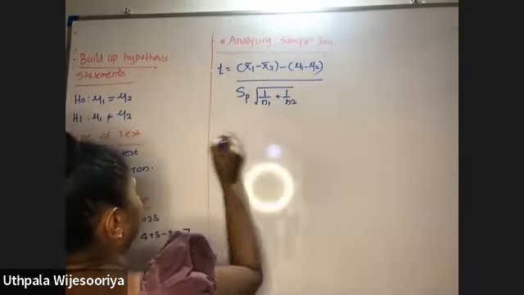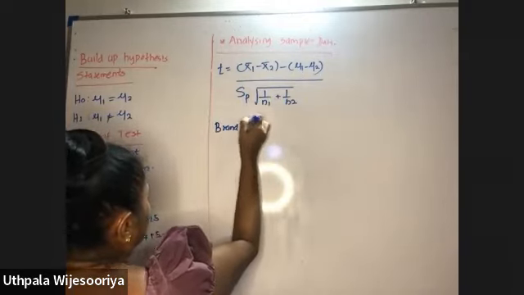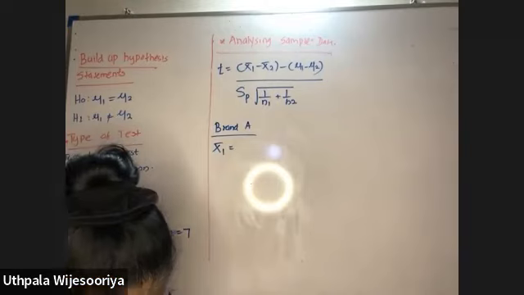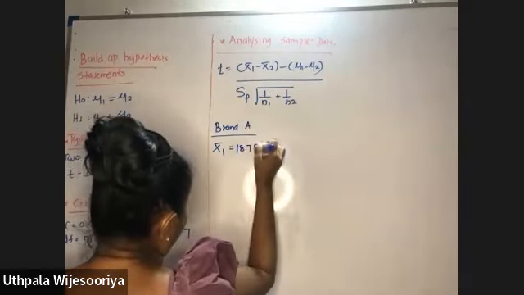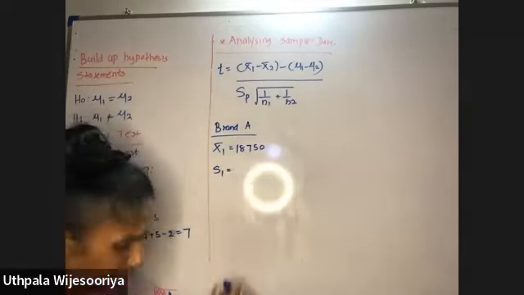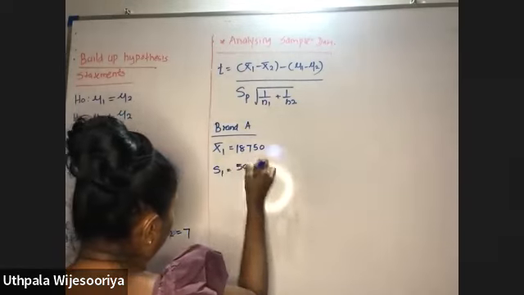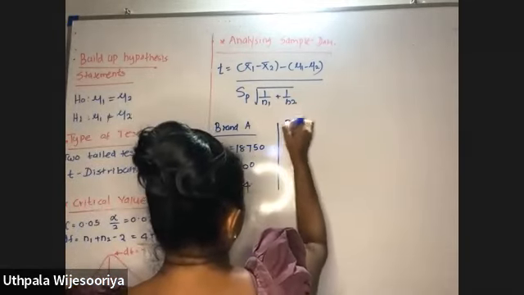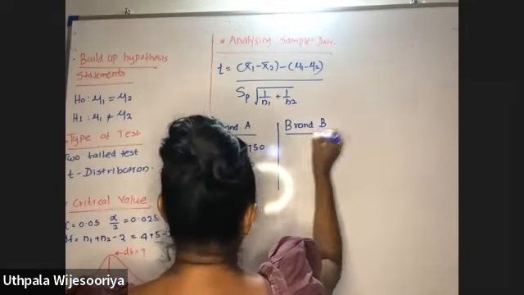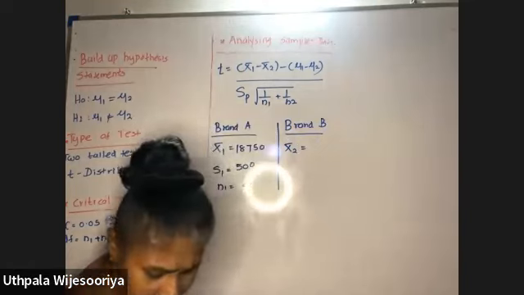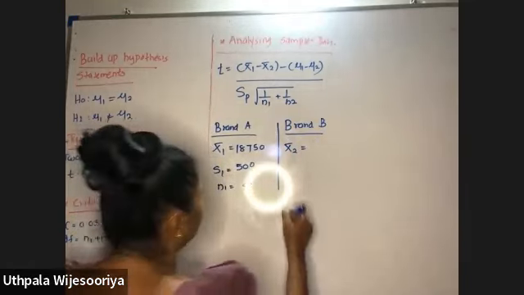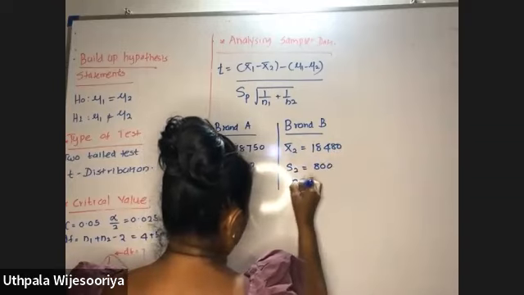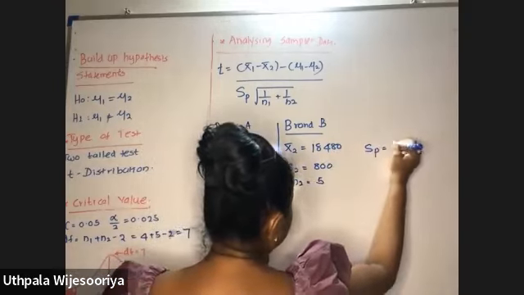For Brand A, x bar 1 is given as 18,750, S1 is equal to 500, N1 is equal to 4. For Brand B, x bar 2 is equal to 18,480, S2 is equal to 800, N2 is equal to 5, and SP is equal to 688.